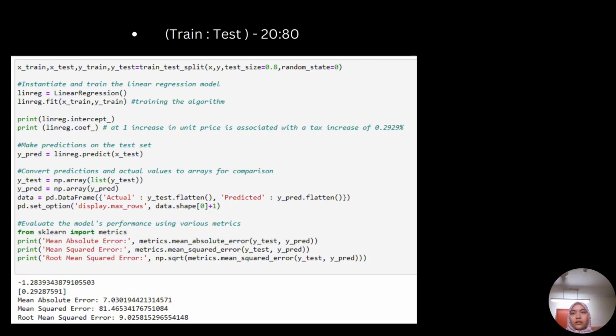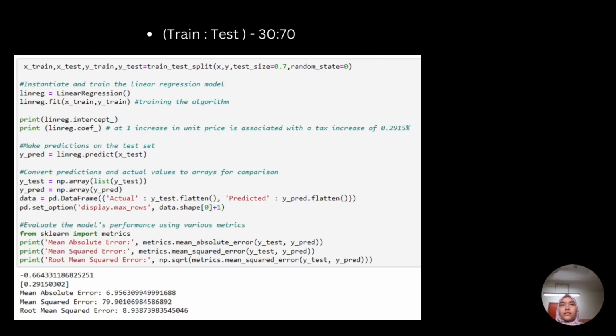And then we start to make the prediction on the test set, and then we evaluate the model's performance, and the value of the mean absolute error is 7.0302. And then the value for the mean squared error is 81.4653. And then the value for the root mean squared error is 9.0258.